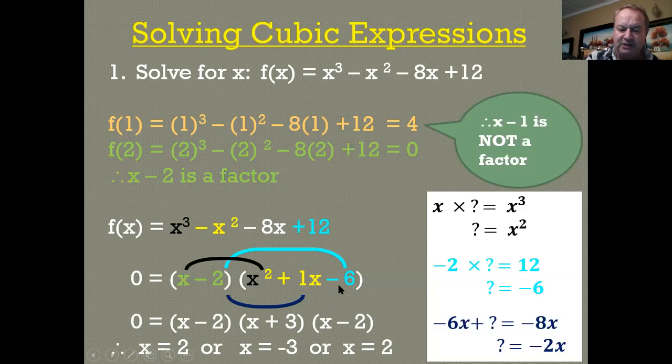Now that I've got the factors of that trinomial, I rewrite x minus 2, and the factors of x squared plus x minus 6 are x plus 3 and x minus 2. So x minus 2 is 0, so x is 2. X plus 3 is 0, so x is -3. X minus 2 is 0, so x is equal to 2.